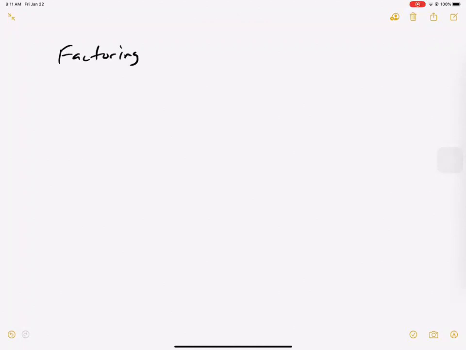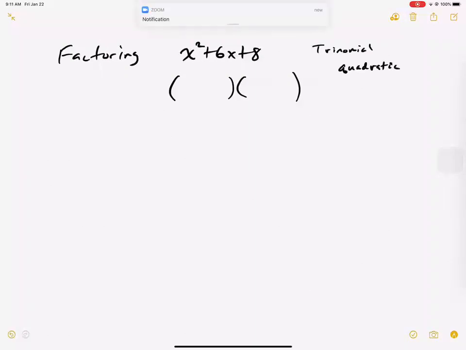So let's do something easy. Let's do x squared plus 6x plus 8. And when we factor, we're undoing the multiplication. The way we get these trinomials, this is what we call a trinomial, or we also call these quadratics. We call these quadratics because of the x squared. It's that we multiply two binomials. X and x multiply to become x squared.